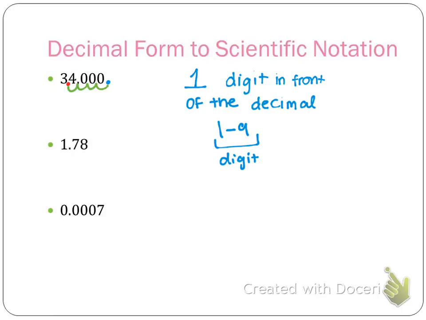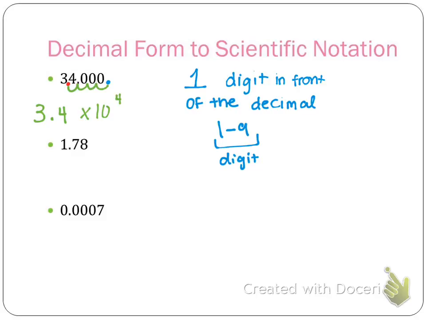So I'm going to write 3.4. And when you have zeros, you can leave those zeros off. You only have to write digits in scientific notation. So 3.4 times 10 to the positive fourth power.